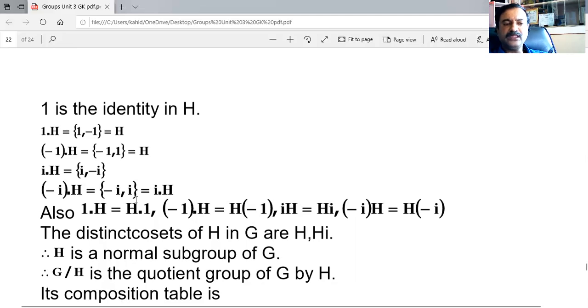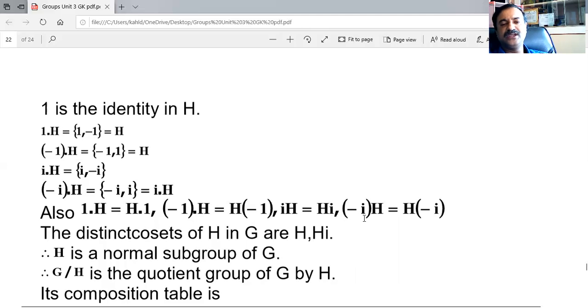Now here we got that 1H is equal to H, and -1H is equal to H. That means 1H is equal to -1 into H. Similarly, we prove that 1H is equal to H into 1. If we multiply 1 on the right side with the elements of H, we get the same H. That means 1H is equal to H1. Similarly, -1 into H is equal to H into -1.